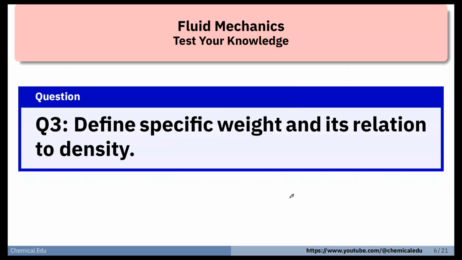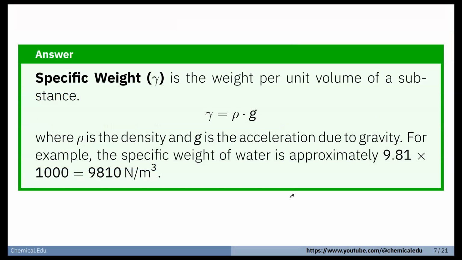Define specific weight and its relation to density. Specific weight is the weight per unit volume of a substance, that is gamma is equal to rho into g, where rho is the density and g is the acceleration due to gravity. For example, the specific weight of water is approximately 9.81 into 1000, so that is 9810 Newton per meter cube.